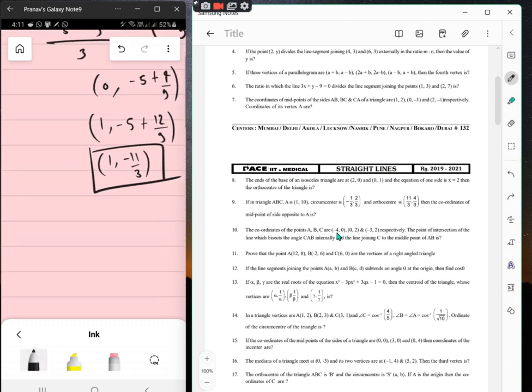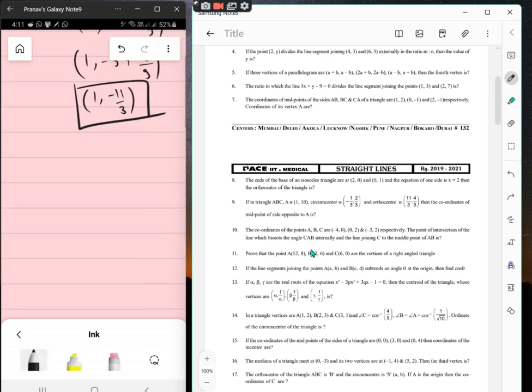Where was I? The coordinates of the points A, B, C are (-4, 0), (0, 2), and (-3, 2) respectively. Find the point of intersection of the line which bisects the angle CAB internally and the line joining C to the middle point of AB. Let's just draw this first of all. So what question is this? This is the 10th.